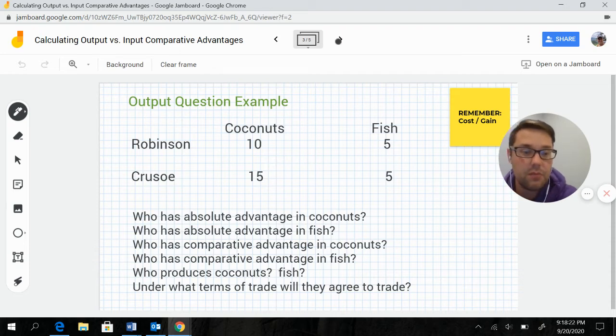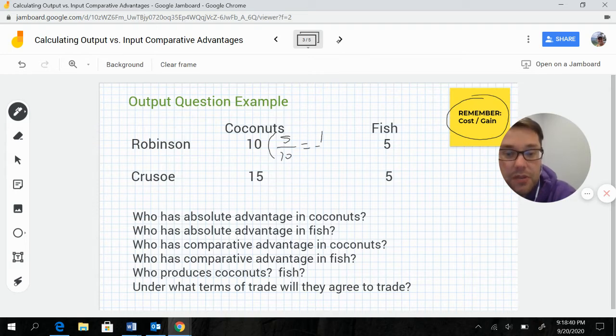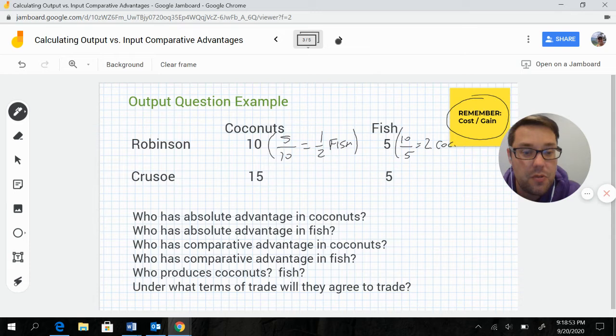Okay, so remember for output, cost over gain. So if we fill out our opportunity costs, we should be able to answer all these questions down below. All right, so we gave up 5 fish, we gained 10, so that reduces to 1/2, and that is in terms of fish, right? Remember, we're always in terms of the other good. And over here, we gave up 10 coconuts, 5 fish, so that is 2 coconuts. And remember, these are reciprocals, so that's another way you can check to make sure you're on target.